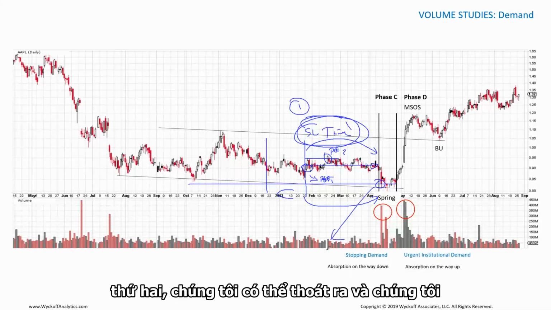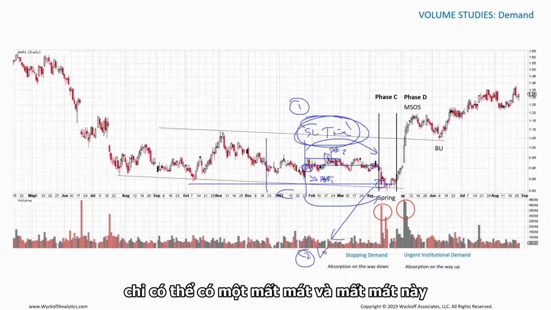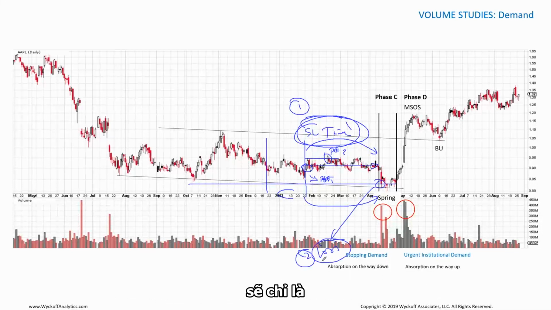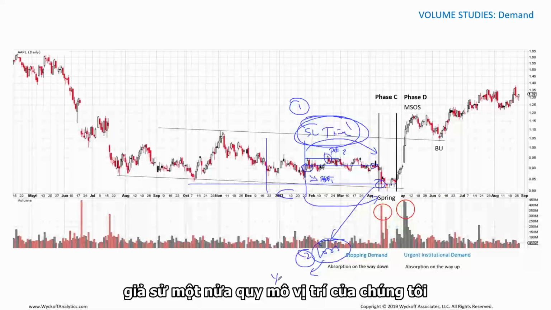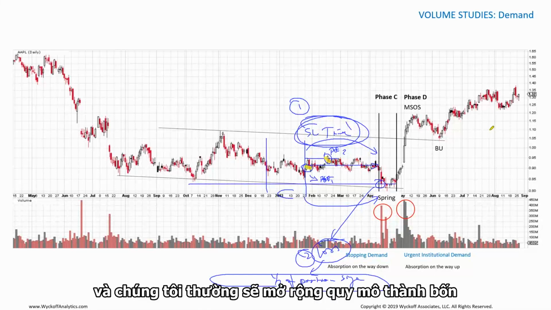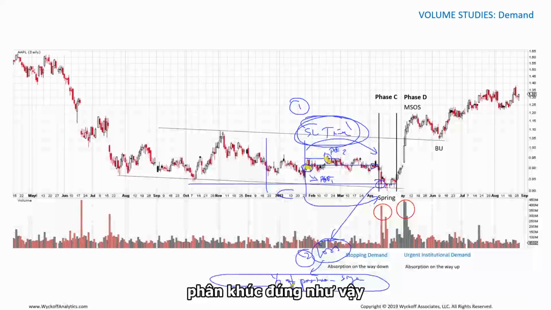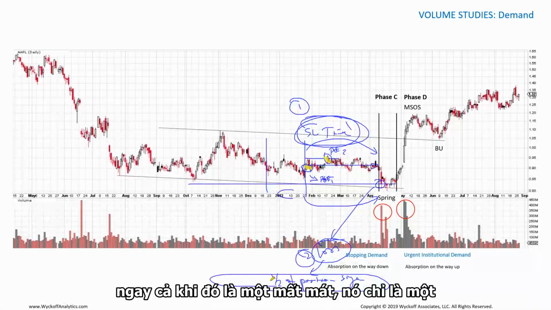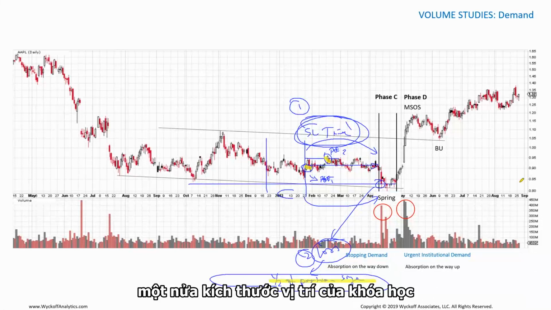Secondly, we could get out and we could just have a loss. And this loss would be only, let's say, half of our position size. Why? Well, because we only have 2 entries. And we usually would scale in 4 segments, right? So even if it's a loss, it's only 1/2 of the position size.